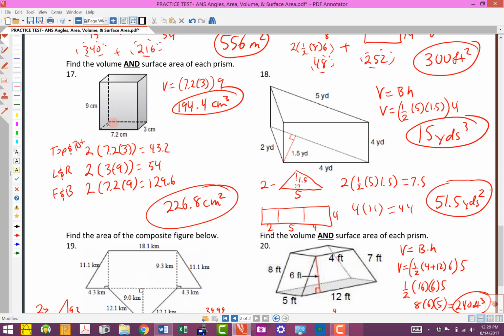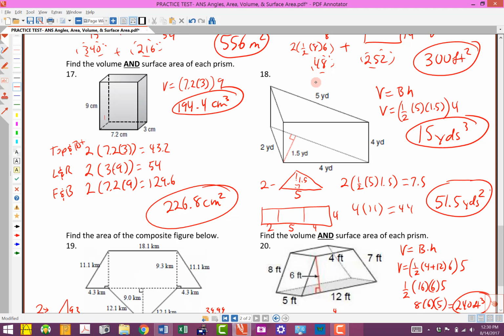If you take a look at these, they are 3 by 9. So there's the left side and here's the right side. So 3 times 9, and if I double that, I end up with 54. And then I've got a front and a back. The front is 9 tall and 7.2 wide. So that's going to be 7.2 times 9. And again, we've got a front like that and a back like that. Multiply those together, add the answers for the area of each one of those sets of sides up, and we get 226.8 centimeters squared.